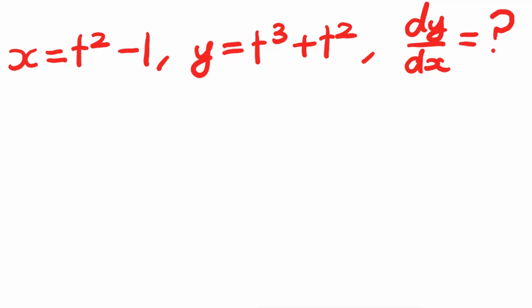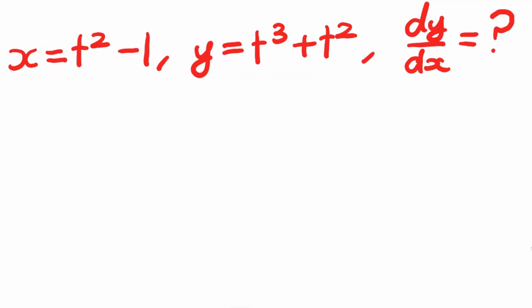Okay, so let's say that we have these two parametric equations here. x is equal to t squared minus 1 and y is equal to t cubed plus t squared. And let's say that we need to find dy over dx. So the way that we're going to do this is firstly we're going to differentiate both of these parametric equations here.